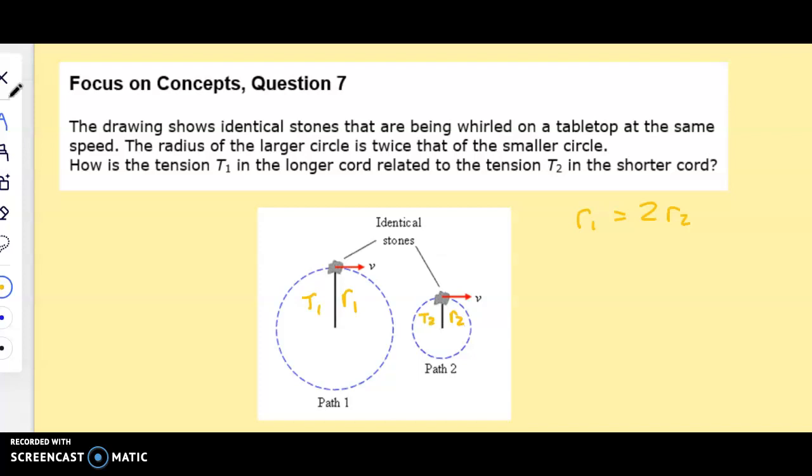Now, I think you should draw a free body diagram for each. They're not super complicated, but I think you should draw a free body diagram for each. They're not mentioning anything about friction here, so don't worry about the friction. And let's see if we can get an expression for T1 in terms of T2. Okay? Shut off the video, give it a try.